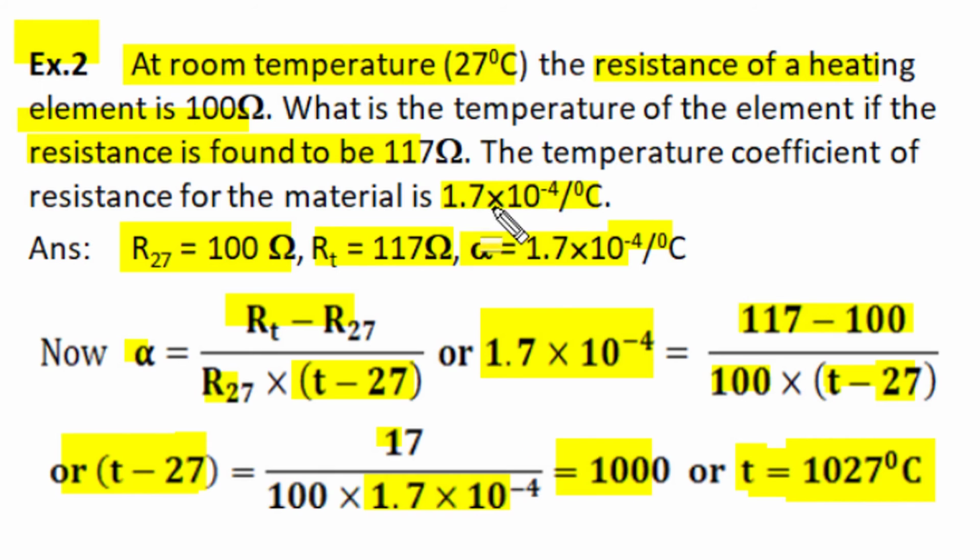So a small value of TCR results in a very small change in resistance even with a good enough change in operating temperature.